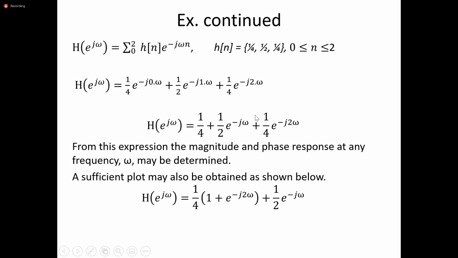So we take these two terms here with a quarter and we bring them outside of our bracket. So we have here a quarter into 1, that's a quarter, and a quarter e to the minus j2 omega, that term. And then we have this other term here, which is outside. Now if we multiply what's in the bracket here by e to the j omega over e to the j omega, remember this is 1, so we're not changing anything, we're just multiplying this bracket out.